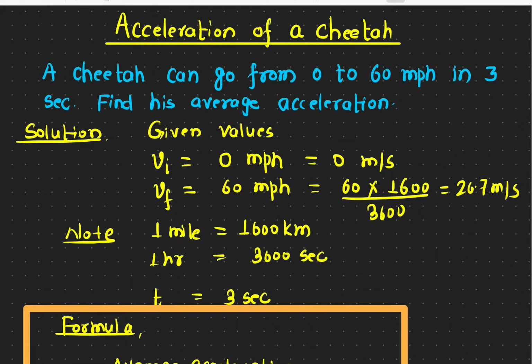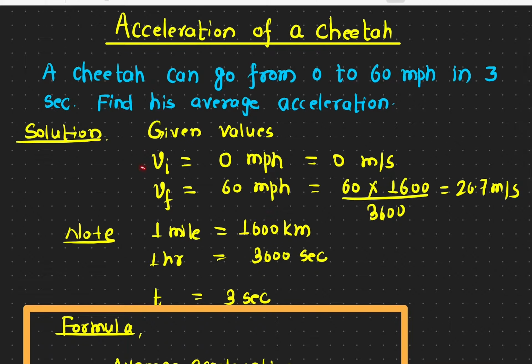In this video, we're going to find out the acceleration of a cheetah. A cheetah can quickly go from 0 miles per hour to 60 miles per hour in just 3 seconds. From this information, we have to find out the average acceleration of a cheetah. So let's write down all the given values here.